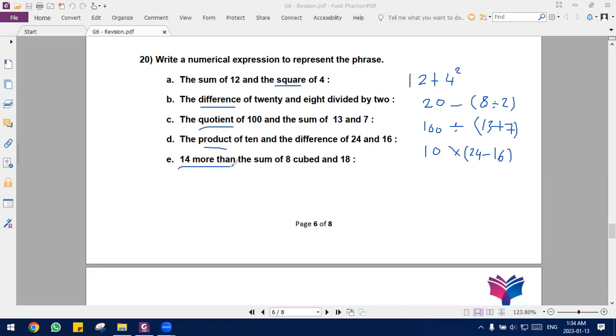Here it says 14 more than. So more than something. This is 14 more than something. What's that thing? They said the sum of 8 cubed and 18. The sum of 8 cubed and 18. And then I have 14 more than them because it says 14 more than. So this is how we write the numerical expressions.